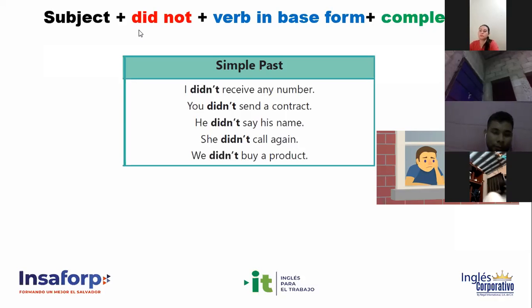Y por eso, como les dije ayer, utilizamos past time expressions, expresiones del pasado. Por ejemplo, last night, last year, last month, last week, 3 years ago, a month ago, 3 hours ago, etc. She didn't call again. Ella no llamó otra vez, o no volvió a llamar.